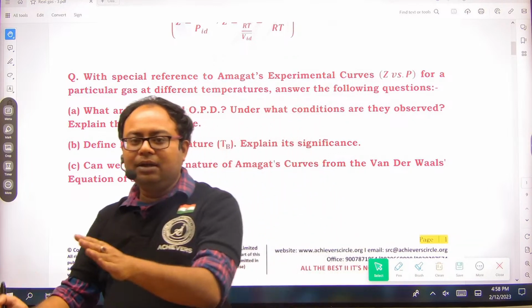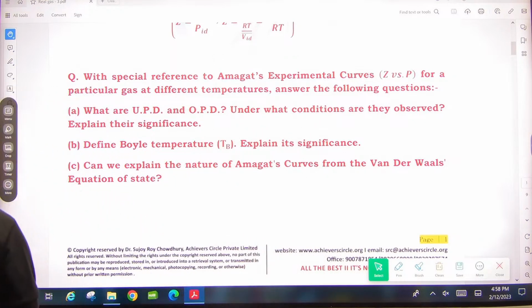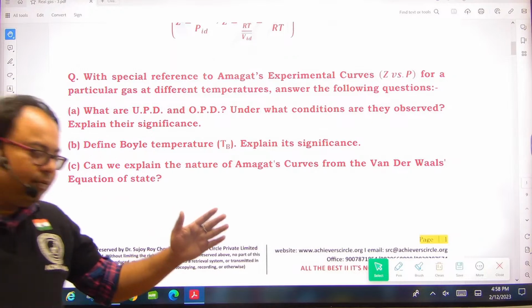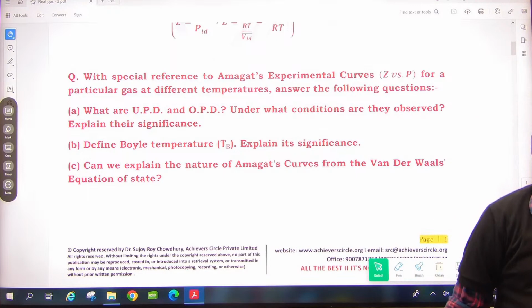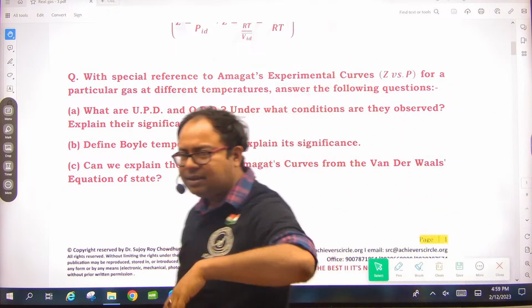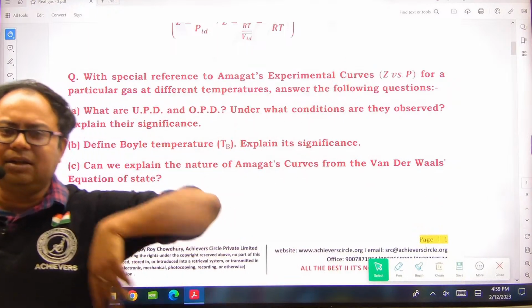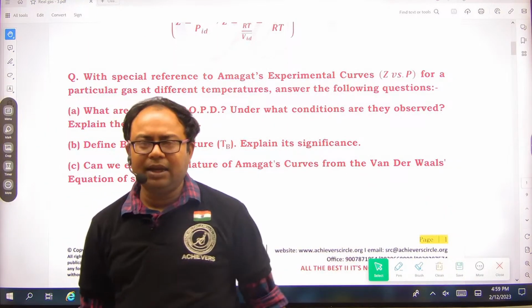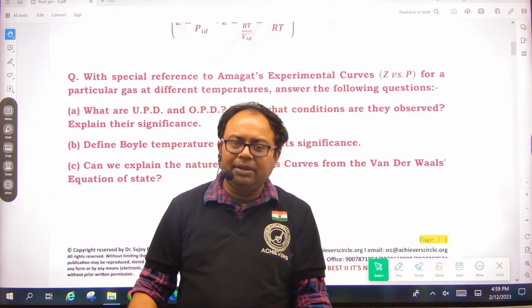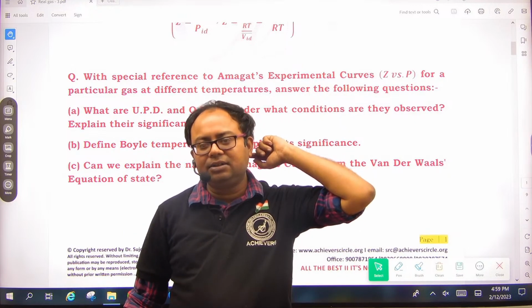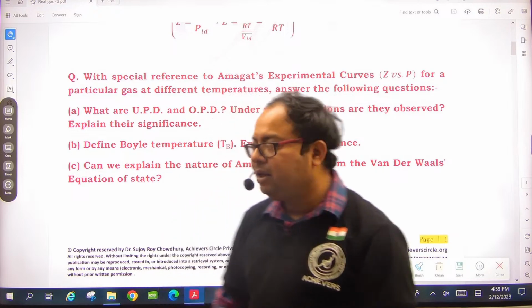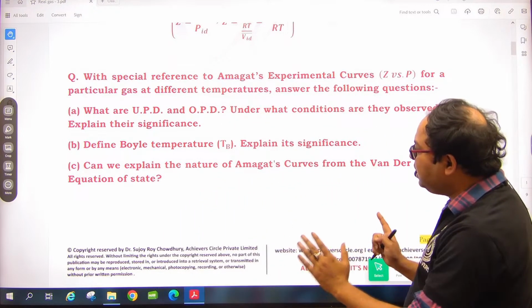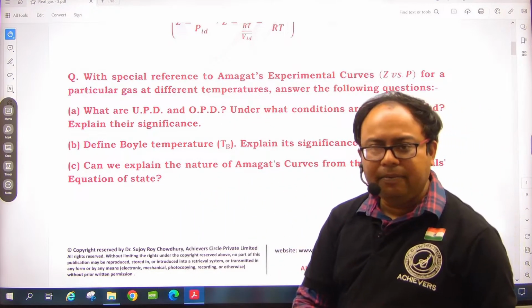And then you have got type 2, where you have a fixed temperature, say 25 degrees centigrade, and you have a lot of real gases, hydrogen, helium, nitrogen, chlorine, carbon dioxide. So at a particular temperature, you are plotting different gases. That is type 2. But for the time being, we'll be focusing only on type 1.